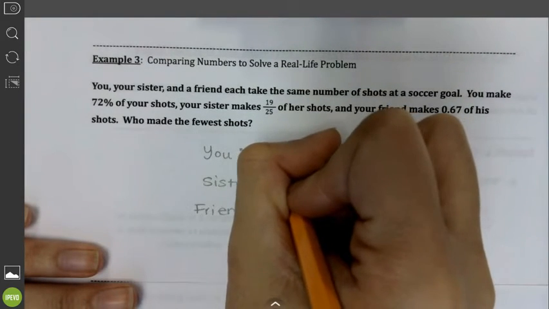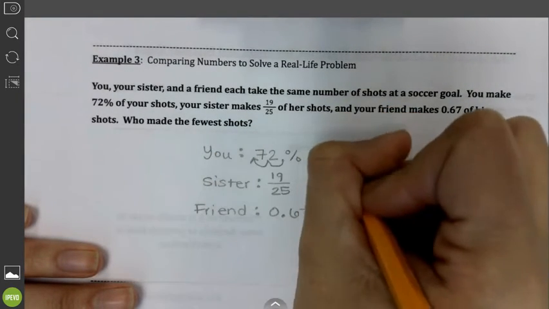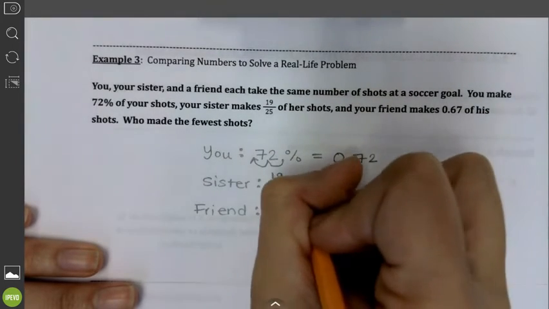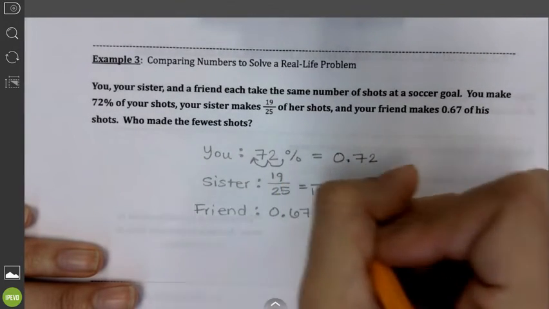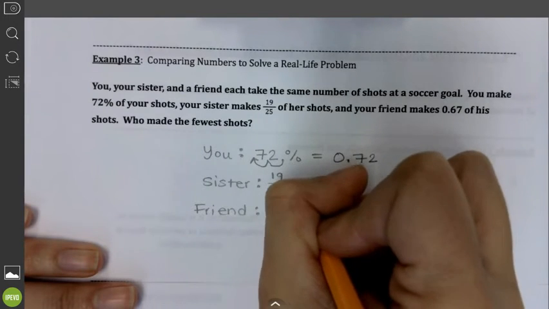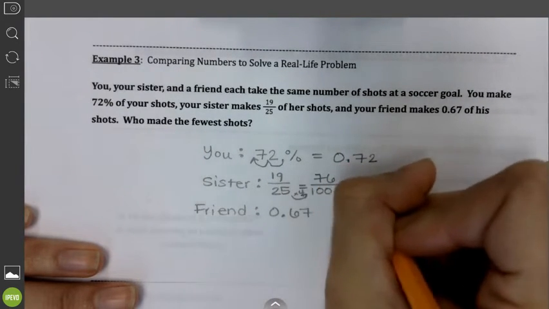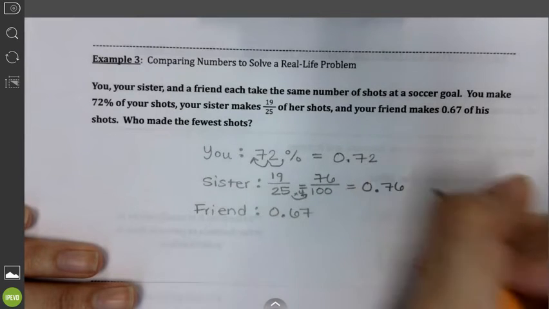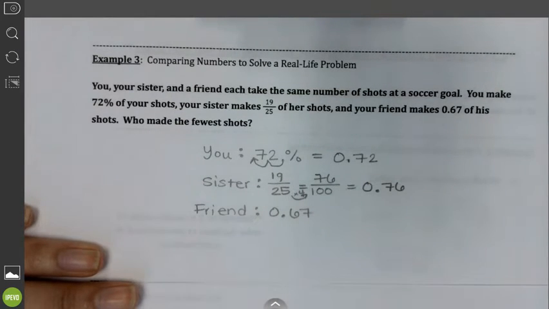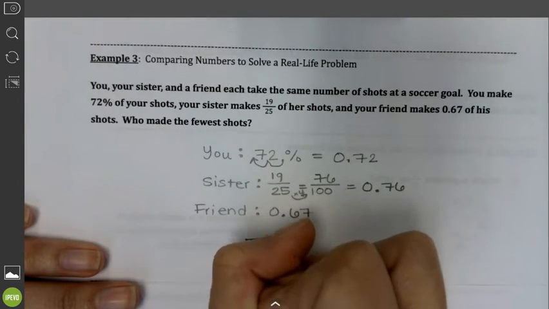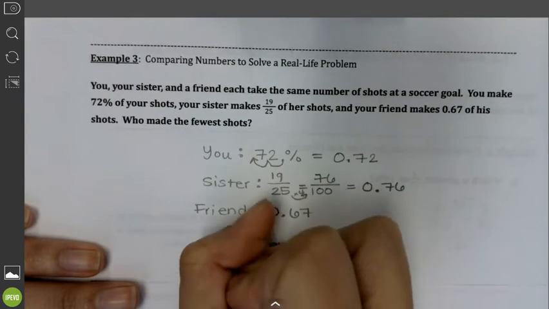So I'm going to take my decimal and move it backwards 2 here, and I get 72/100ths. I'm going to give this a denominator of 100 by multiplying by 4. Do the same thing to the numerator, and I get 76. So this is 76/100ths. And this one is already in decimal form. So who made the fewest shots? Our friend did.